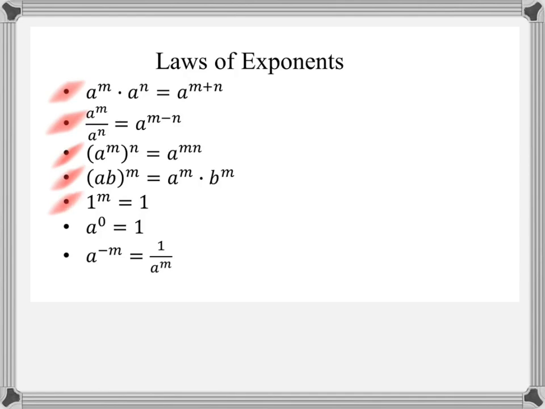1 to any power is equal to 1. Anything to the 0 power is 1, except technically 0 to the 0 power is undefined. And a to the negative m is equal to 1 over a to the positive m. So a negative exponent has you flip your original expression and change the exponent to positive.